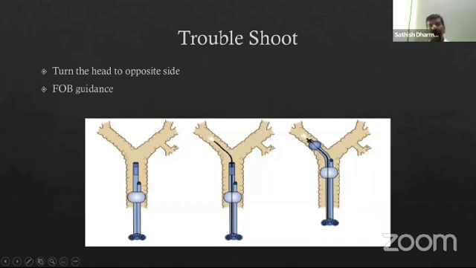Some people use a technique where they turn the head to the opposite side, particularly if they want to position the left DLT, they turn the head to the right side, and same thing for the right side, they turn the head to the left side.